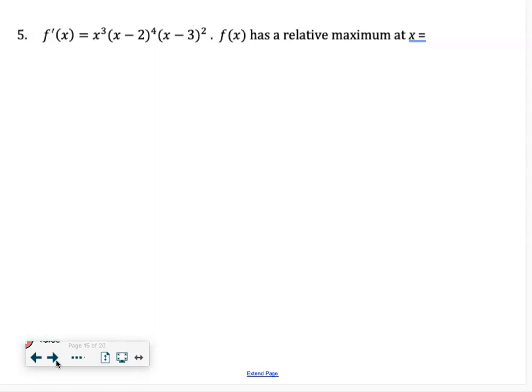F prime. This is F prime. We want to know where F has a relative max. If we make an F prime sign line, you don't even need to make an F prime sign line. I can tell you by looking at this, there's no relative max. Okay, without doing any work at all. Why can I do that? How can I do that?